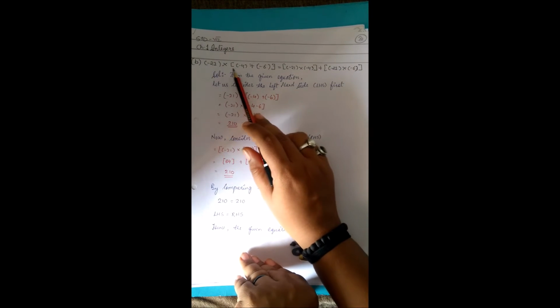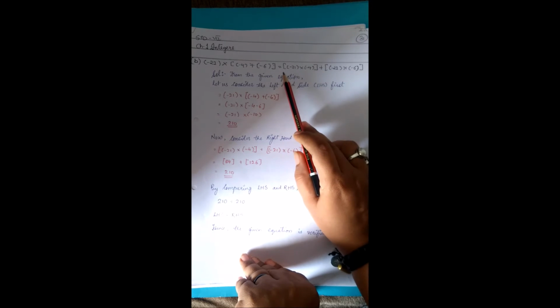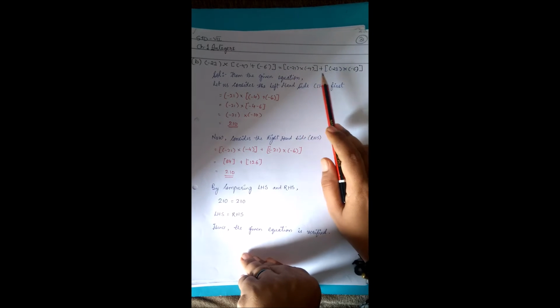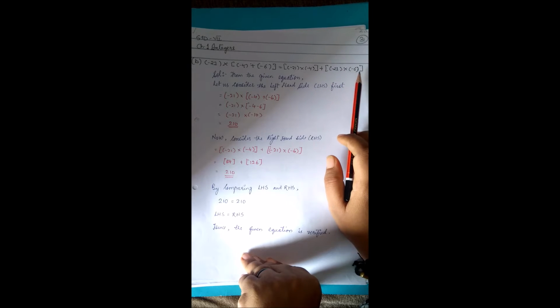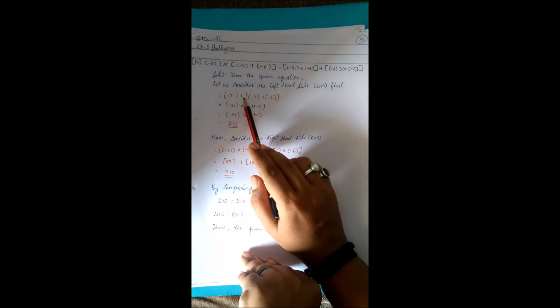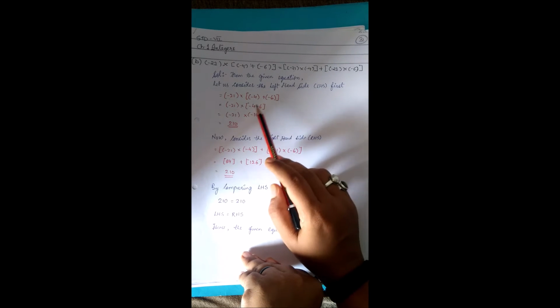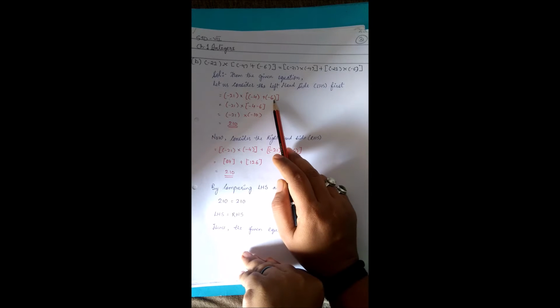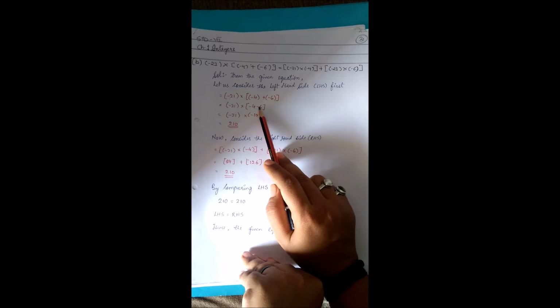Now minus 21 into minus 4 plus minus 6 equals minus 21 into minus 4 plus minus 21 into minus 6. First we will take LHS, that is minus 21 into minus 4 plus minus 6. First we will solve the bracket one. So it is minus 4 plus minus 6. So plus minus will become minus.